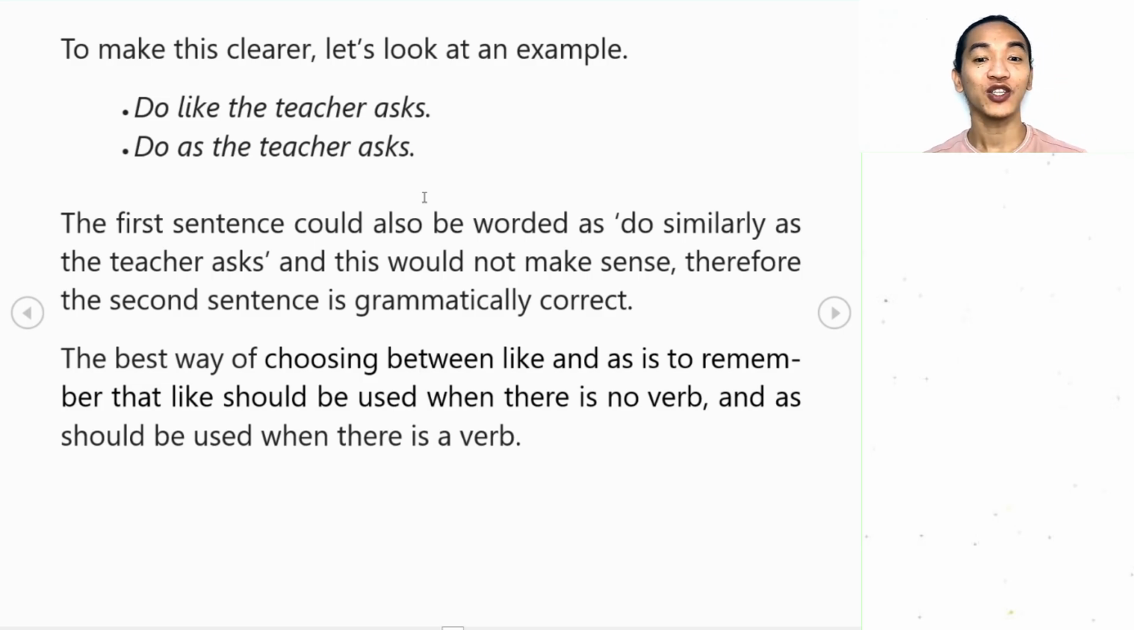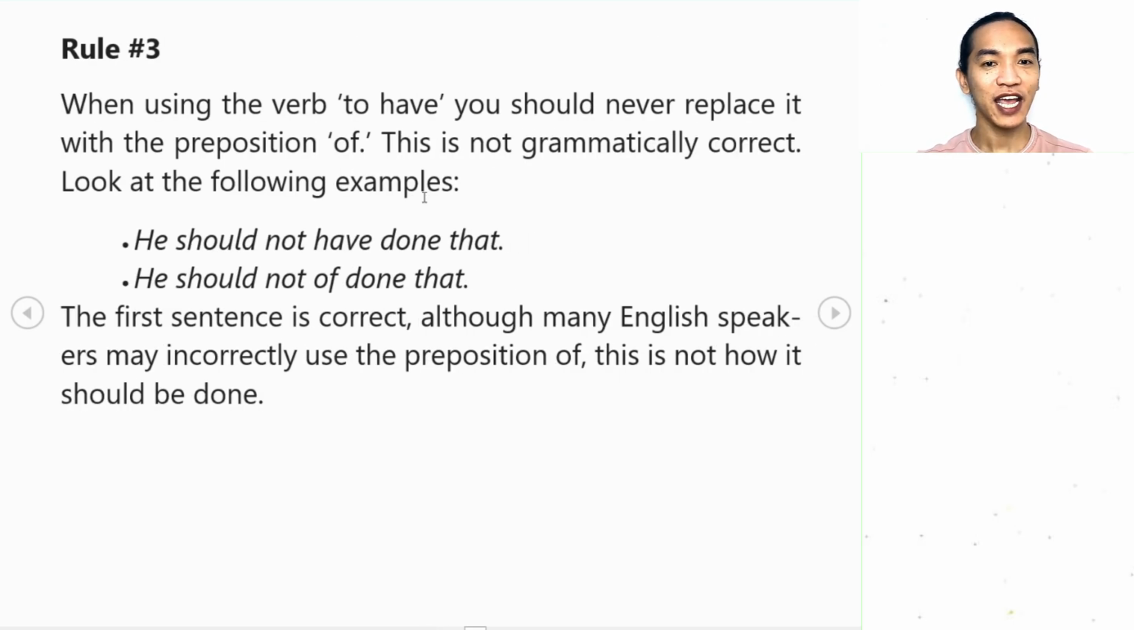So the best way of choosing between like and as is to remember that like should be used when there is no verb after it. If there's no verb after it and it's only noun phrases or pronouns, then we can use like. And as should be used if after the word there is a verb or subject plus verb. Now, let's go to the next rule, number 3.